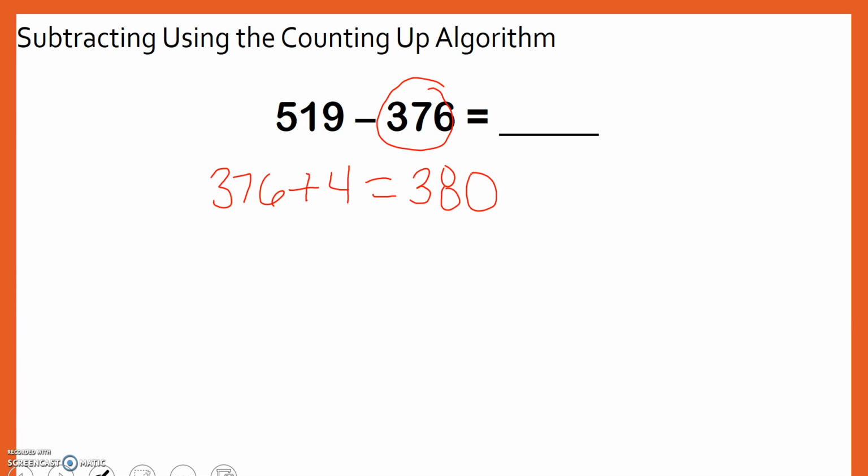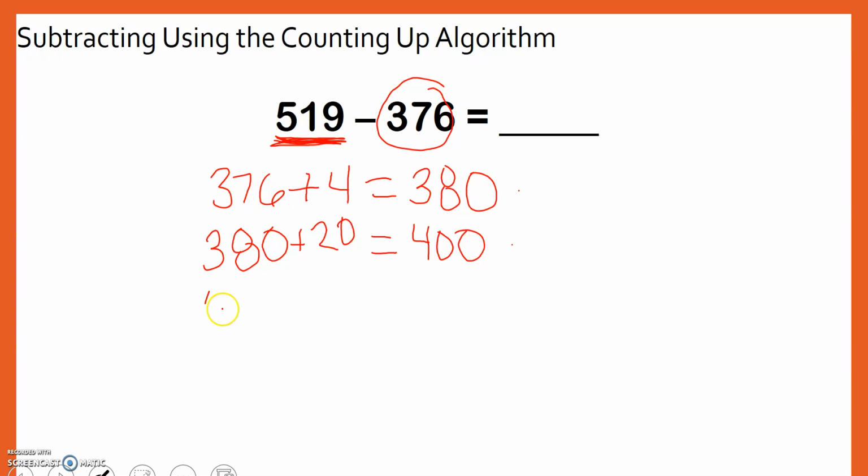I'm going to take that number, 380, and now I'm going to try and get to my next 100. So again, thinking about rounding, 380 would be between 300 and 400. So I need to get to 400, and I'm going to add 20 to get to 400. 380 plus 20 will get me to 400. And my goal, I didn't say this in the beginning, is to get to 519. So all of these numbers over here, I want to get to 519.